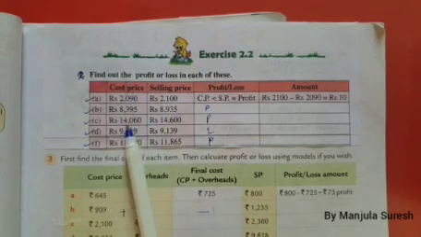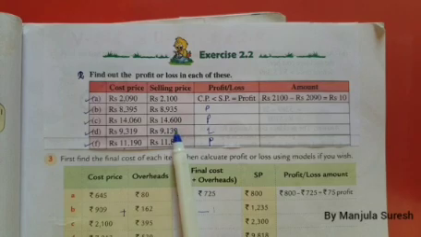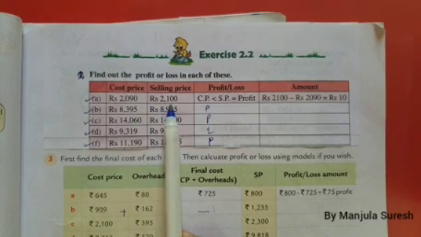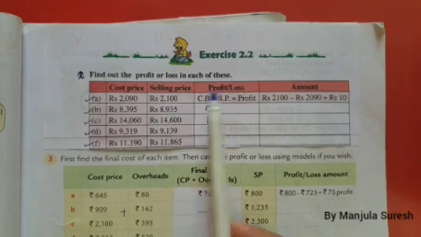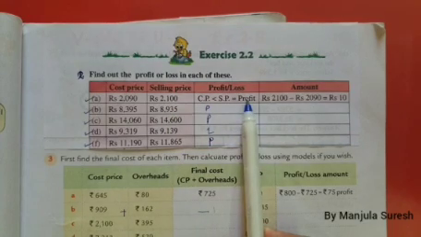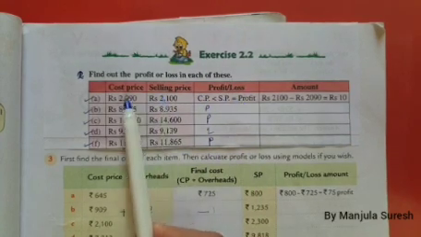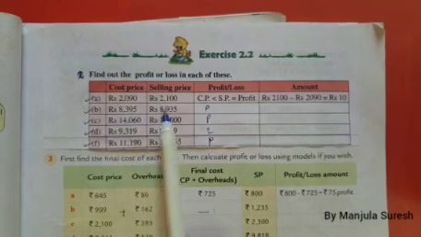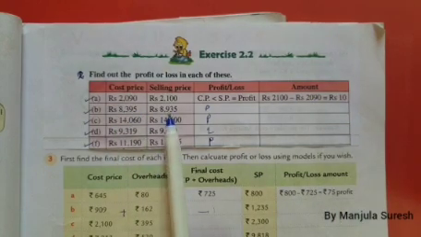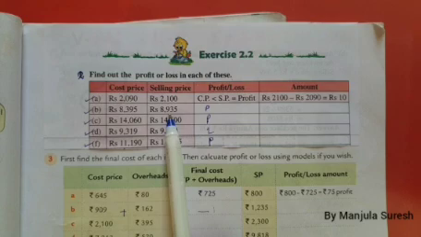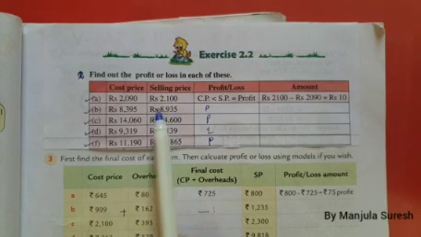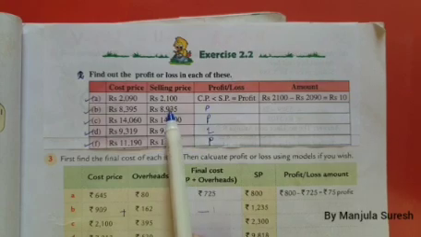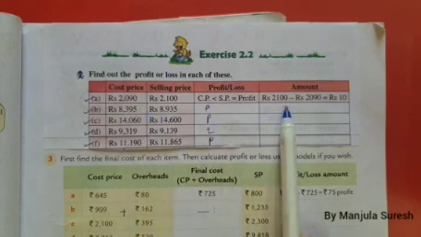See this column, cost price, this column, selling price. Now you see which is bigger value, selling price. So when selling price is more, we make profit. How to find the profit? We have to subtract, then we will get the answer. Second, B. In this, which number is bigger? 8,935. That is, selling price is bigger than cost price. Then we get profit. You just subtract these two, write the answer here.